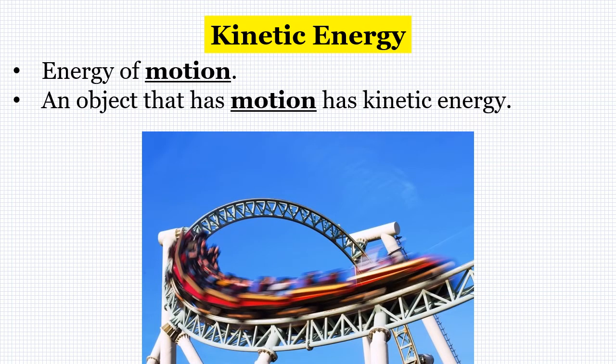Kinetic energy is energy of motion. And this is always present when you have an object that's moving. So you could say that in order to have kinetic energy, an object has to be in motion. In this example right here, we've got a roller coaster that's going down the hill. It's obviously moving because the picture is blurred. So again, to have kinetic energy, you have to have an object that is moving.